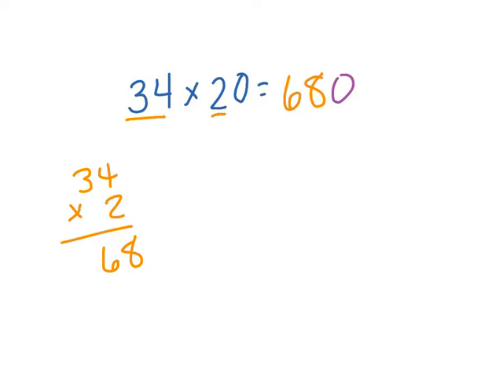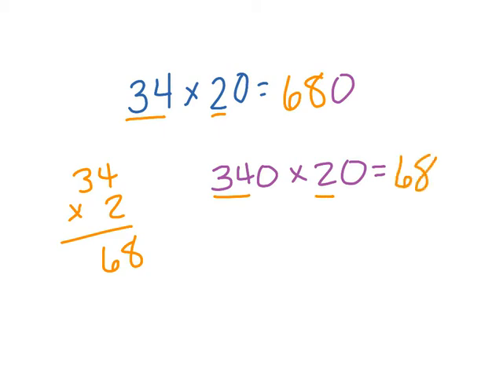I could do the same thing if I had something like 340 times 20. I can do 34 times 2, and we just figured out that that was 68. And then just count my zeros. I've got 2 zeros left over, so I'll just add them there. And my answer would be 6,800. So if you know these tricks to multiplying with zeros, it makes it a lot easier.